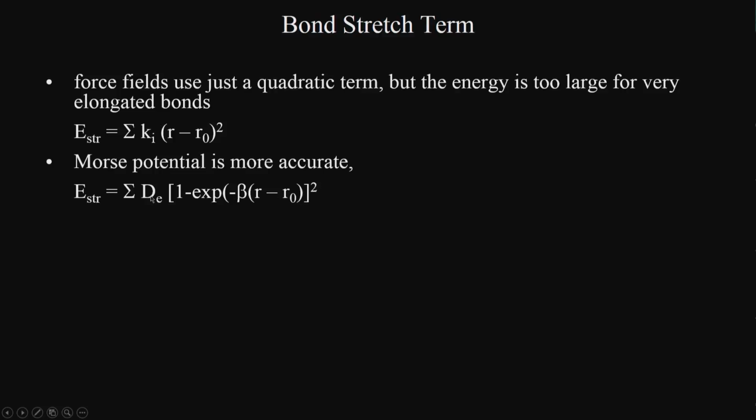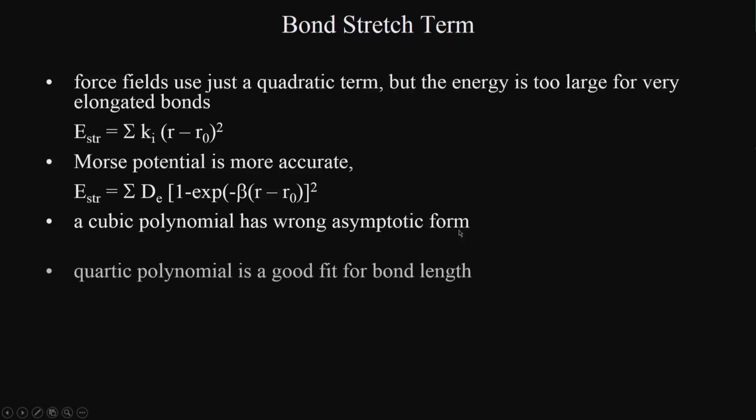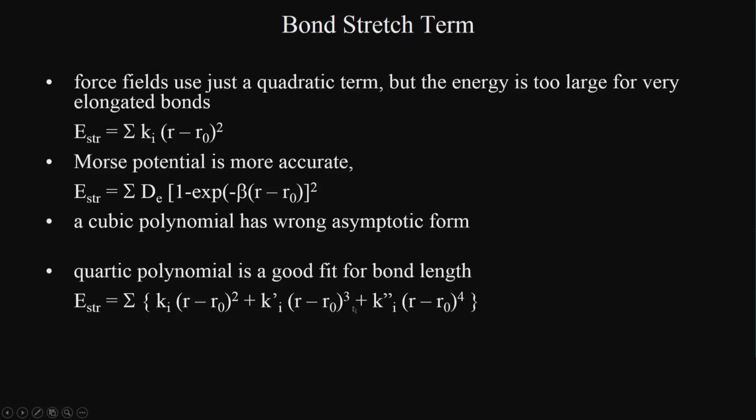Okay, so, now this has got 3 different parameters or constants, but this is more accurate than this, especially for elongated bonds, because the energy values will look very high with a quadratic term. So, many software packages try to use this rather than that. Cubic is not used because it gives you a wrong asymptotic form, but sometimes quartic is also used, that is R minus R naught power 4. Okay. So, you may have R minus R naught square, R minus R naught cube, R minus R naught power 4. So, you have many constants coming here.